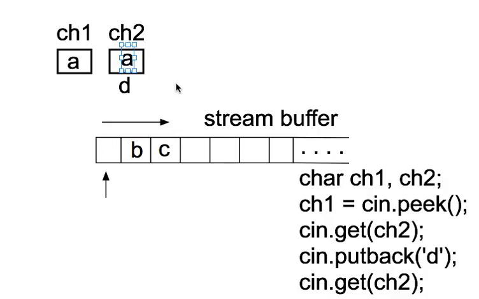Ch2 contained an A, but since we're placing a D there, the A gets clobbered. And so the A is overwritten with D. And then we move the pointer over and B will be the next thing read, if there is another get statement or some other statement that reads from the buffer. There isn't. Let's just pretend that the program terminates after this statement. Then the B and the C will get thrown away.